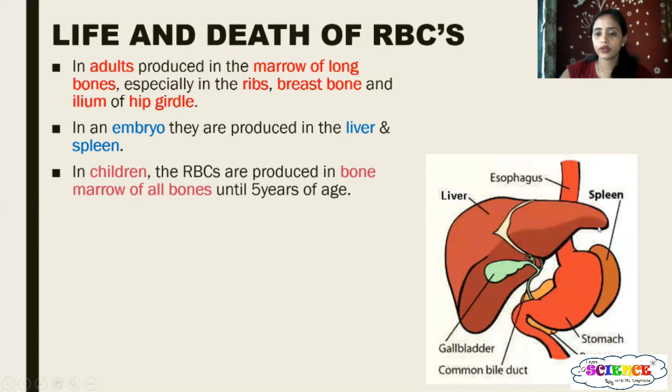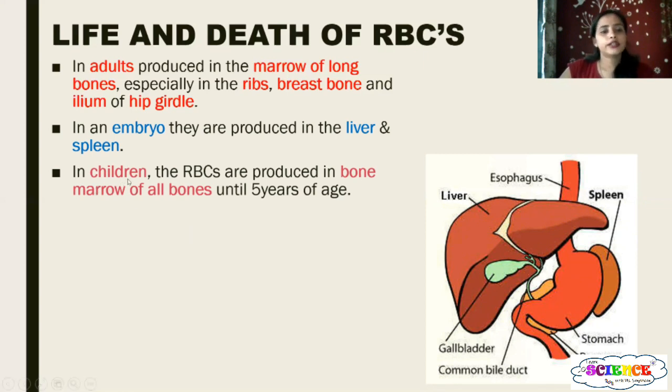The liver is an organ we have come across many times. This is the liver, above the stomach. And the spleen is a lymphatic organ. It is a part of the lymphatic system, a lymphoid organ, present behind the stomach and slightly above it. This particular organ is called the spleen. We will understand the spleen in detail at the end of the chapter.